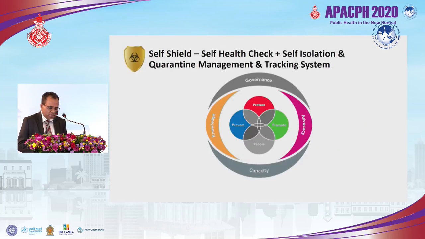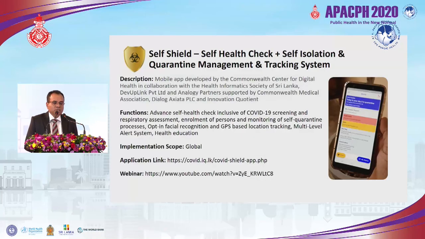Then, of course, the self-shield app that I was talking about earlier. Again, it had a wider scope, not just prevention and protection, but promotion, as well as, of course, if the backend was enabled, you could also be providing people-centered services. But as a product that you download from the App Store or Google Play, it will not provide those services. It's only if you're part of a network, part of a health system that's using the app, that it would become useful.